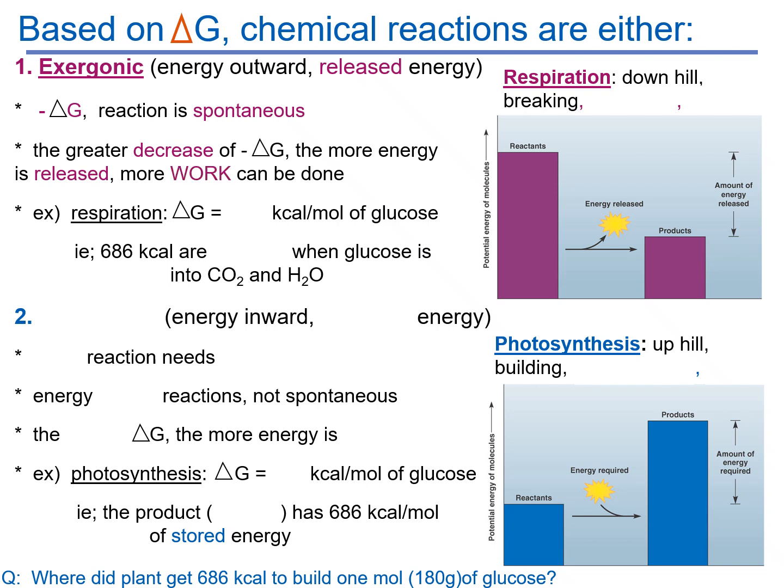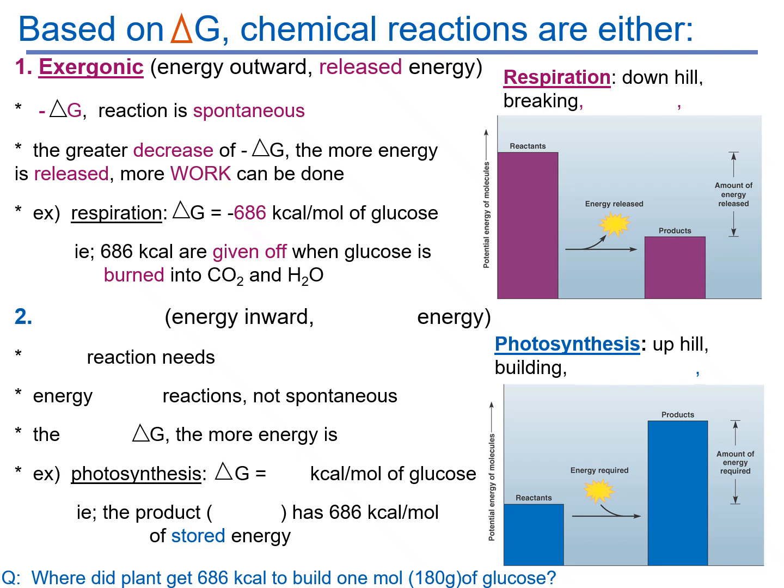Respiration is an example. We will look at cellular respiration in more detail in chapter 6, but that is an example of an exergonic reaction. So in respiration, your change in G is equal to negative 686 kilocalories of glucose. And that would mean that 686 kilocalories are given off when glucose is burnt into CO2 and H2O.